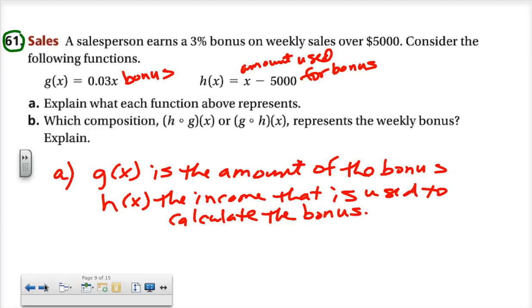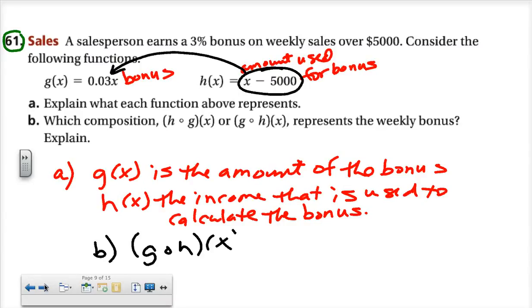And then B says, which composition, H of G of X or G of H of X, represents the weekly bonus? Well, like I said, the business is going to take this X minus 5,000 to figure out how much money is used for the bonus, and then they're going to calculate that 0.03. So that means the H of X is the innermost piece. It's the piece that's being substituted, composited into the other function. So it would be G of H of X that would represent that weekly bonus. And then the explain part is just what I was talking about here. How do you know which one is which?